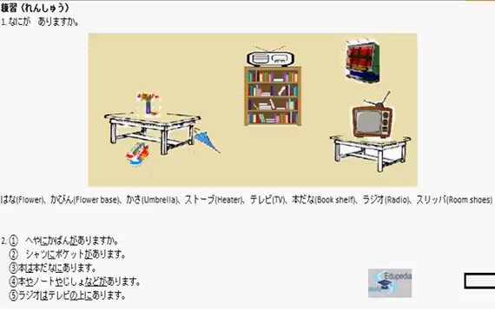Another way is using the ya nado pattern. So how can you use the ya nado pattern here? I'm asking you Nani ga arimasu ka? So your answer will be hana ya, kabin ya, kasa ya, stove ya, terebi ya, hondana ya, radio ya, surippa nado ga arimasu. Another option will be hana ya, kabin ya, kasa ya, stove ya, terebi nado ga arimasu.